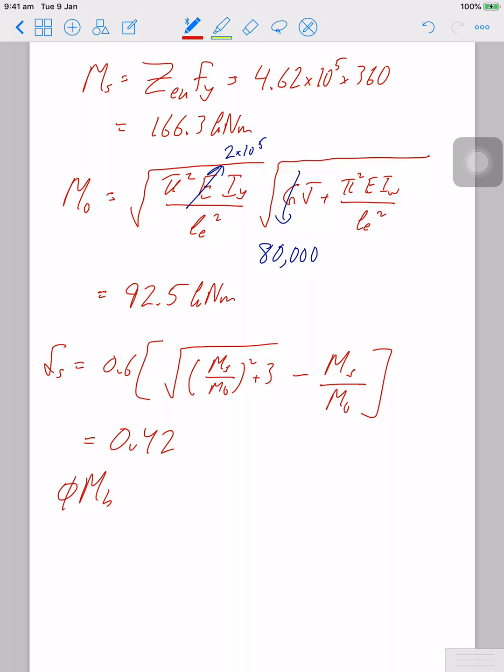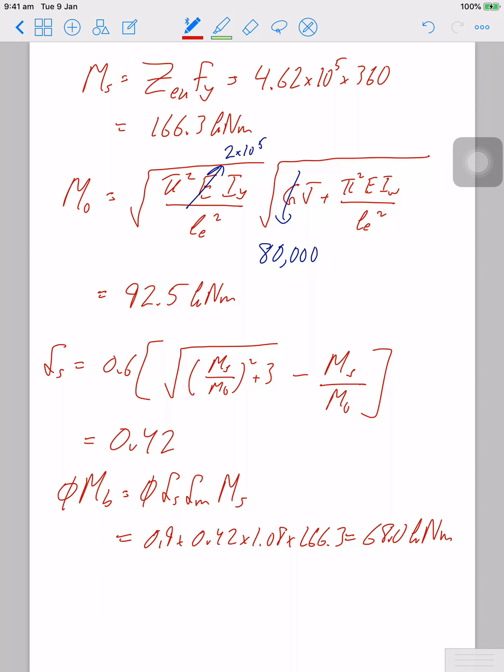So we need to find phi Mb, which is phi alpha s alpha m times your Ms, sorry. Comes up to be 68.0 kilonewton meters. And your phi Mb is actually not greater than your M star, which is 122.5 kilonewton meters. Therefore, not okay. So we need to choose a new member.